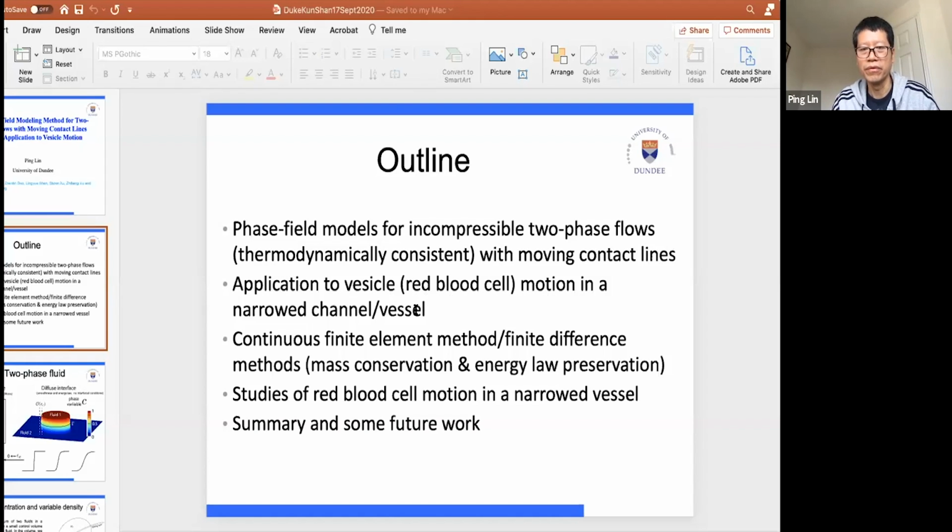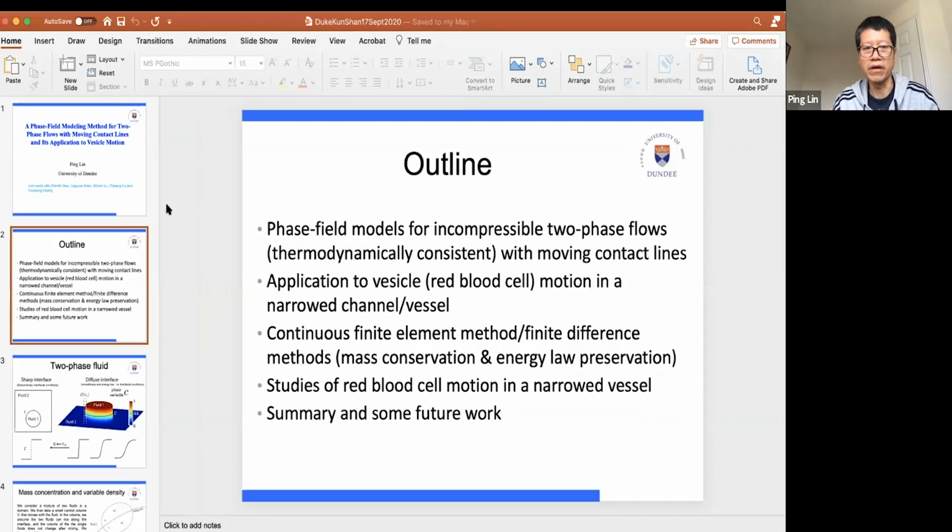The method we are going to use is mainly the continuous finite element method. I will not mention the finite difference method in this talk. We are concerned with two properties of the method: one is mass conservation, the other is energy law preservation. Then we will show some recent computations on blood cell motion in a narrowed channel or vessel. That's roughly the outline of the talk.